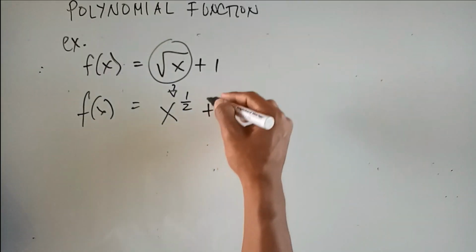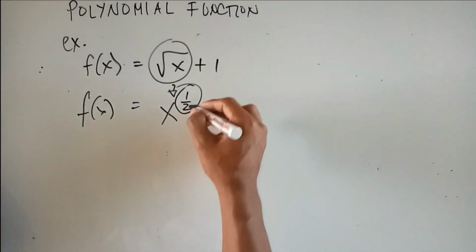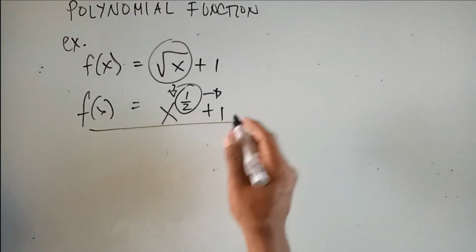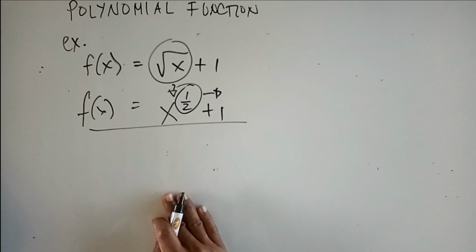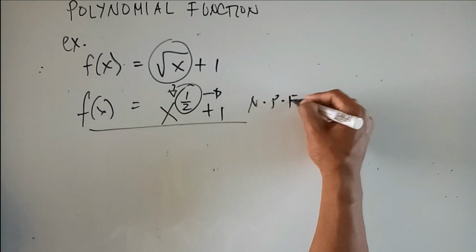If you can see it, you have an exponent that is a fraction, and that is not a whole number. So automatically, if you see exponents like this, the function is not a polynomial. So for example, this is not a polynomial function.